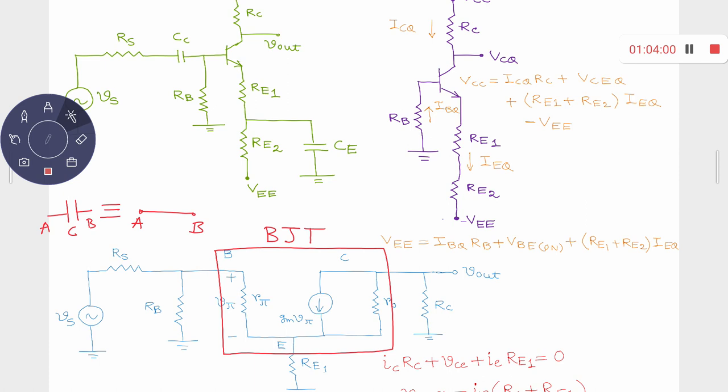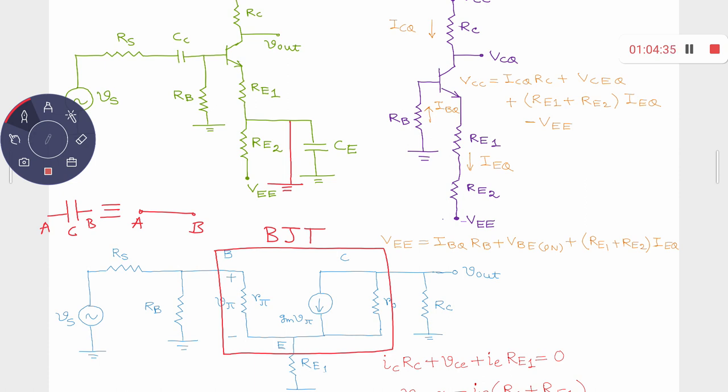Similarly, across RE2, you have this capacitor CE. So we should adopt the same procedure. From here to here, since you have a capacitor, what should I do? Short it to ground. In DC analysis, both of these resistors, RE1 and RE2, were present. You have seen that for the calculation of VB, IBQ and all these things, both of them are present.